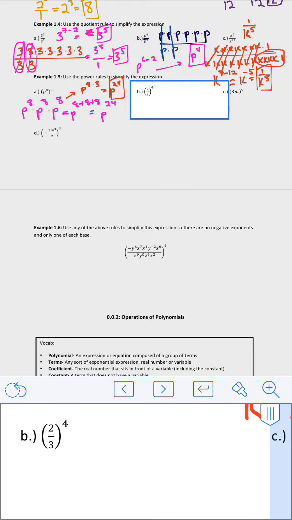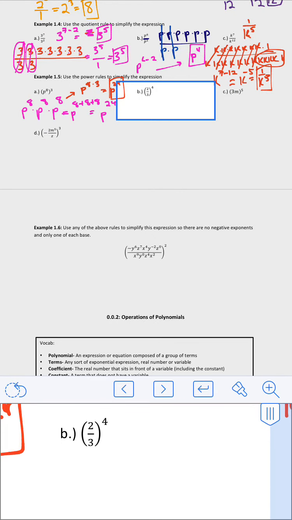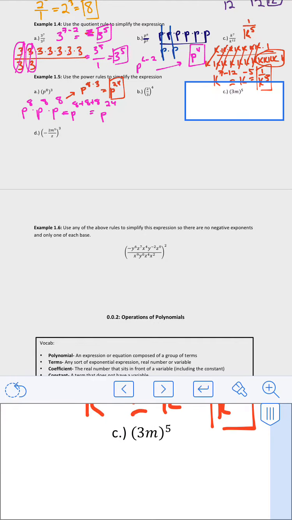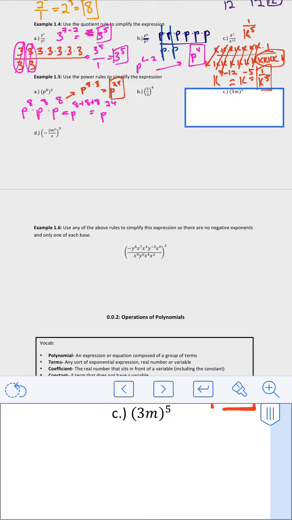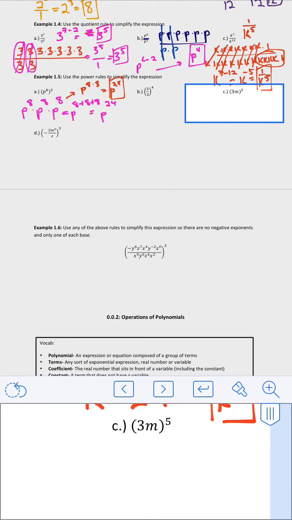The distribution rule comes in 2 forms. You can see it when you're dealing with quotients, with fractions, or you can see it when you're dealing with multiplication. So we're actually going to start here because we've seen this once today already. So go ahead and jump over to C. We'll come back to B in like 30 seconds. But jump over to C.